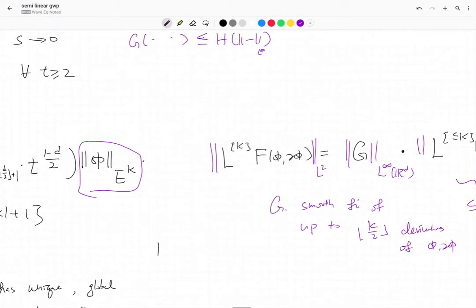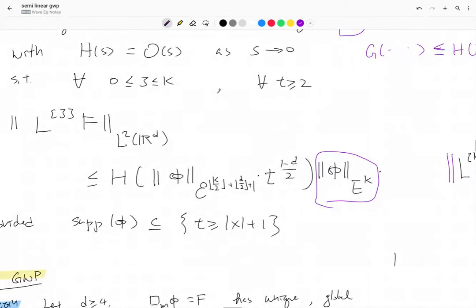Okay? So this means that in both situations, we can actually replace up to k over 2 L derivatives of phi measured in L infinity and up to k over 2 L derivatives of dphi measured in L infinity by the hyperboloidal energy of k over 2 derivatives plus d halves plus 1. This is the Sobolev sacrifice that you have to put in. And then we're using the rate t to the power 1 minus d over 2 because this is the worst of the two rates.